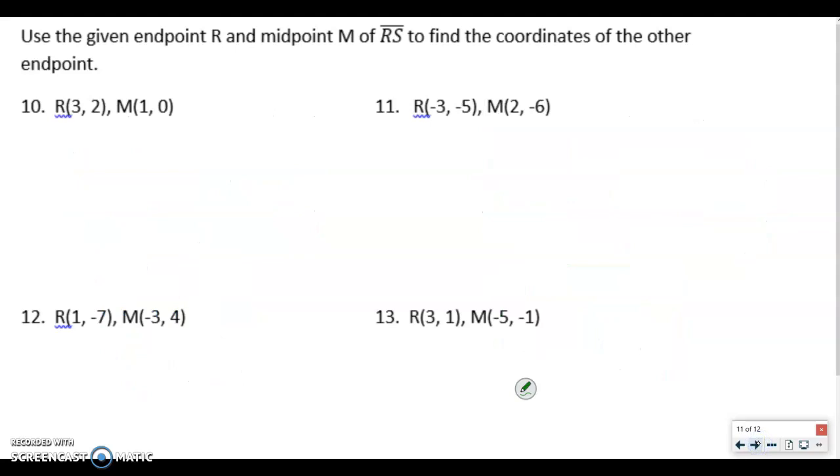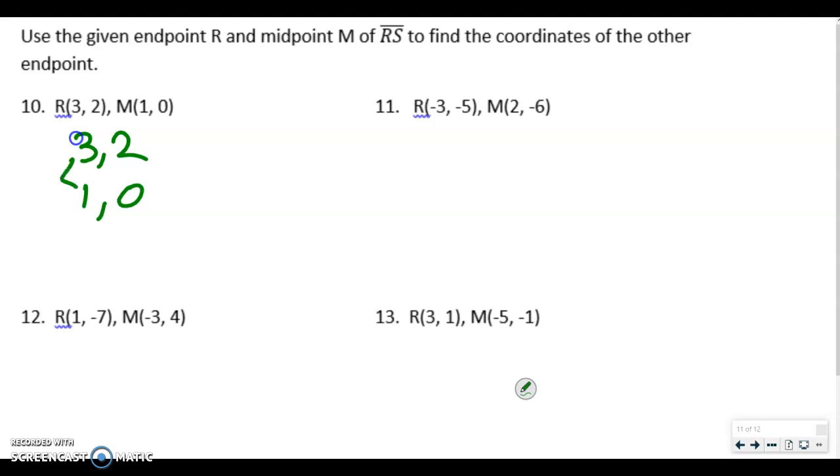Okay, so use the given endpoint R and midpoint M of RS, so they're points on a longer segment RS, to find the coordinates of the other endpoint, that other endpoint being S. So we're looking for S. So we have R here. I'll write that out as 3, 2, and we know M is 1, 0. I'm looking for the difference, the distance between these values in our x's and our y's to know how much I need to change to find S.